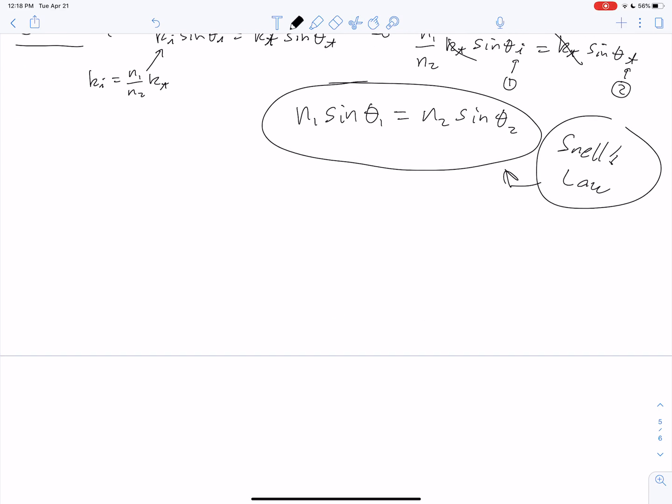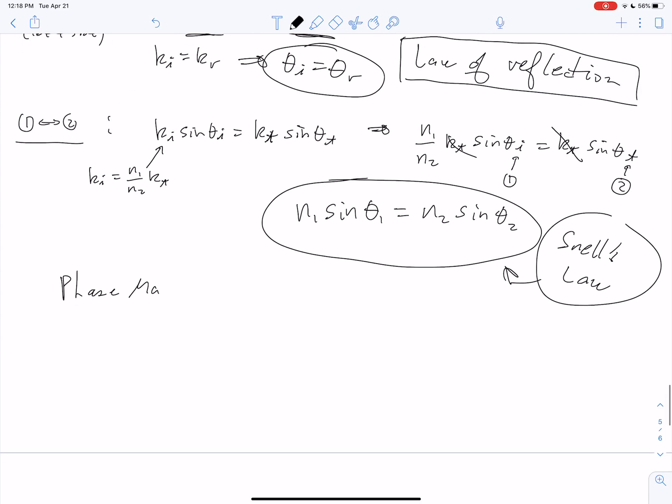And also Snell's law is really coming from the phase matching of the waves. Phase, I'll just keep repeating this. The law of reflection and Snell's law come from phase matching of waves, of the incident, reflected, and transmitted waves at the interface. And that's the most important insight here, is where this all comes from.